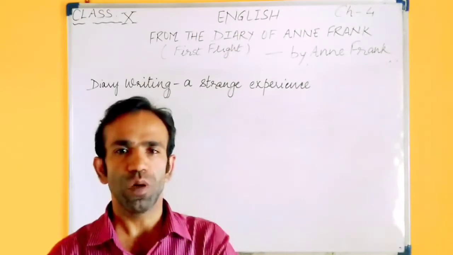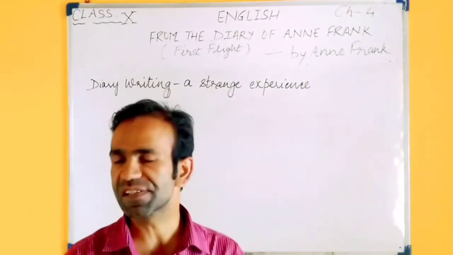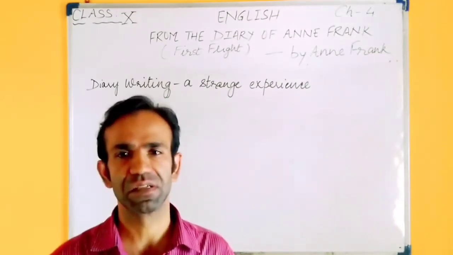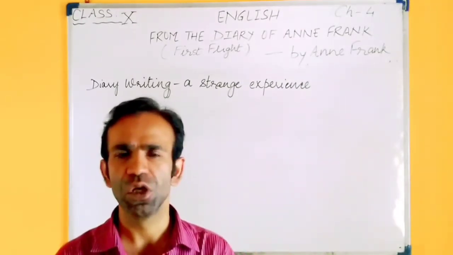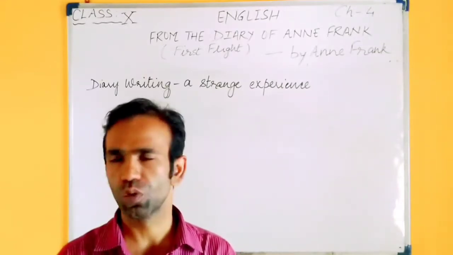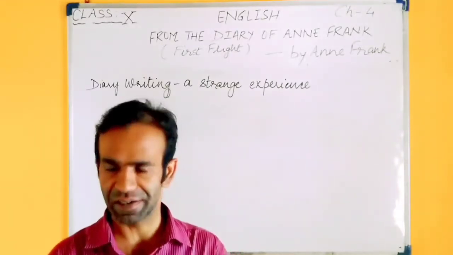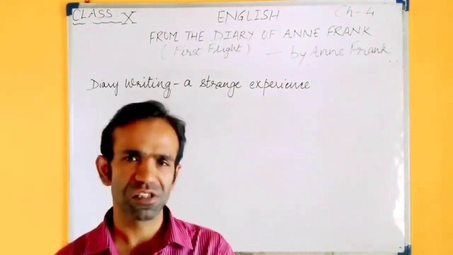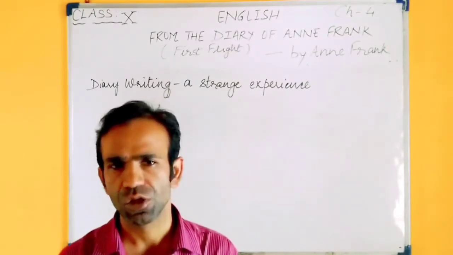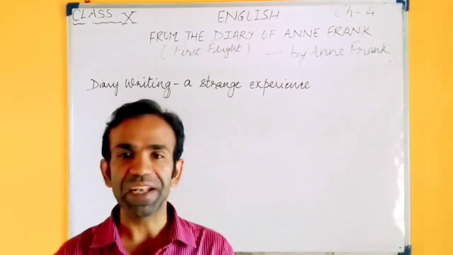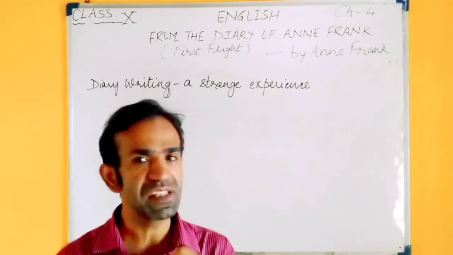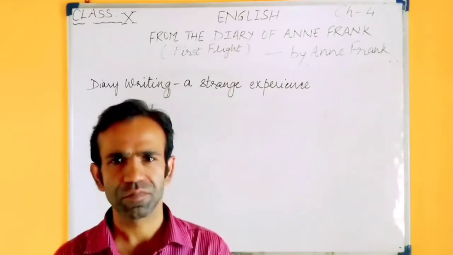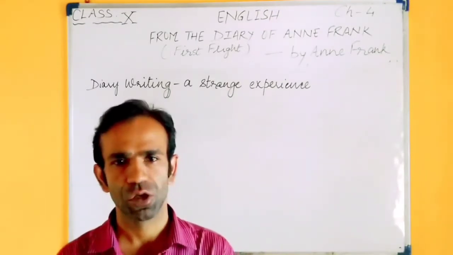So the chapter actually is a part of Annie Frank's diary. She tells us about the days or early days of her school life. So she decided to start writing a diary because she did not have a friend. Means she was not having any friend. So Annie thinks that writing a diary is a strange experience for her. She has never written anything before, means like that.